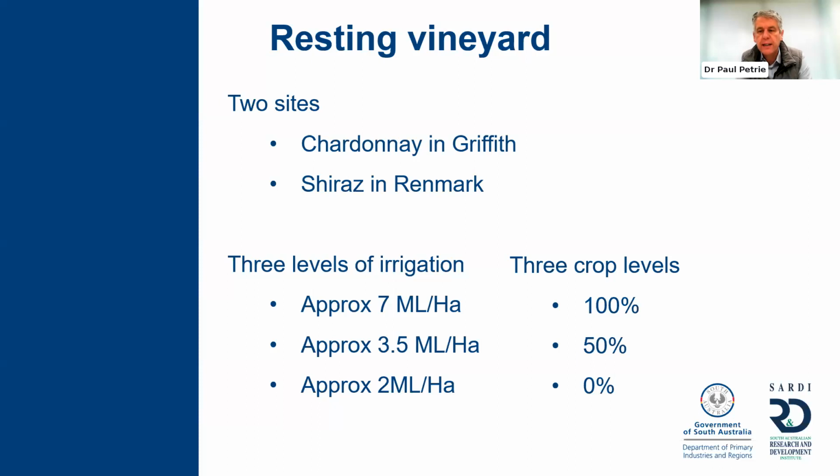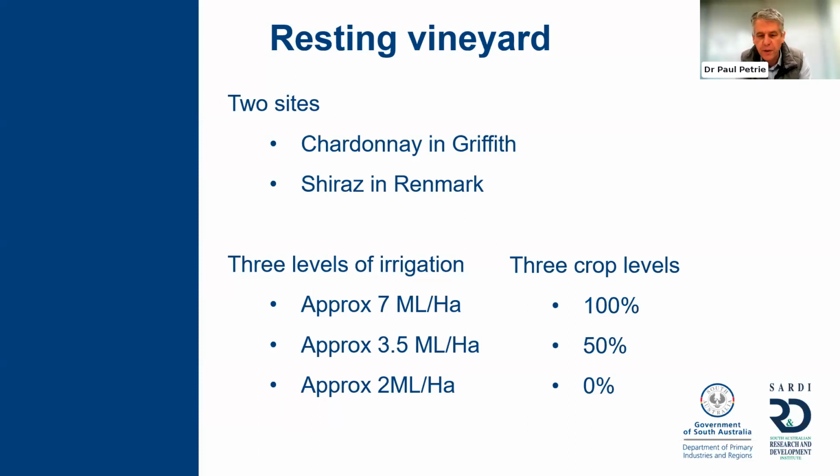In that same context, as we're concerned about irrigation or the irrigation response, as part of these trials we've also investigated a range of irrigation volumes. So up from about 7 megalitres per hectare, which is about industry standard for the regions that we're working in, 3.5 megalitres per hectare and 2 megalitres per hectare, to try and get an idea of what sort of potential water savings we can see if we remove the fruit.